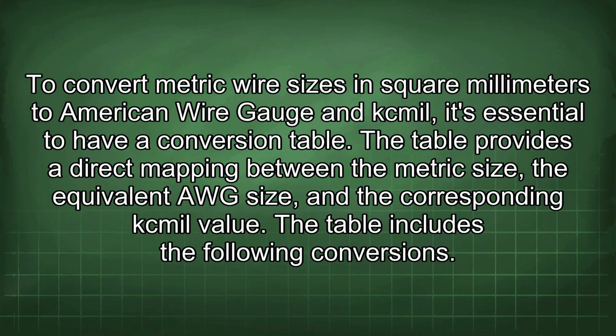To convert metric wire sizes in square millimeters to American wire gauge and kcmil, it's essential to have a conversion table. The table provides a direct mapping between the metric size, the equivalent AWG size, and the corresponding kcmil value. The table includes the following conversions.